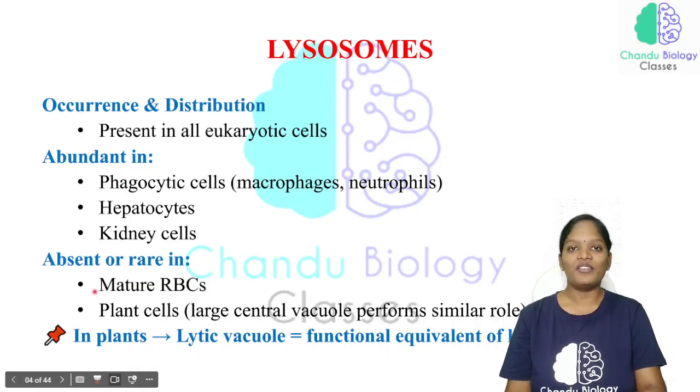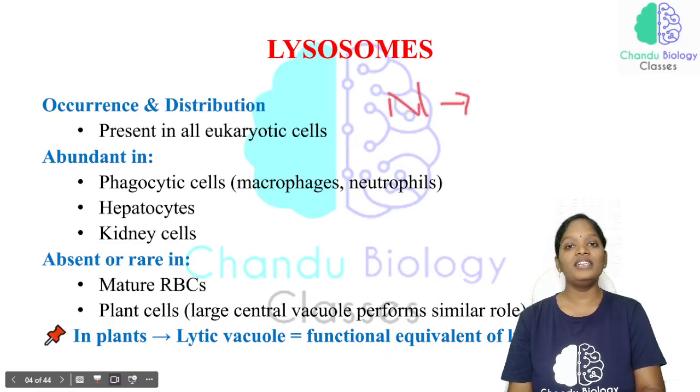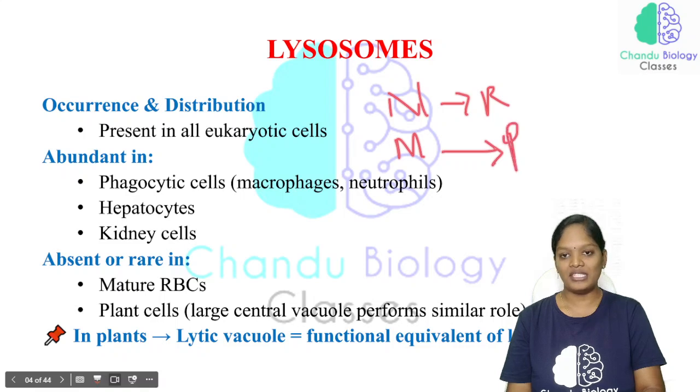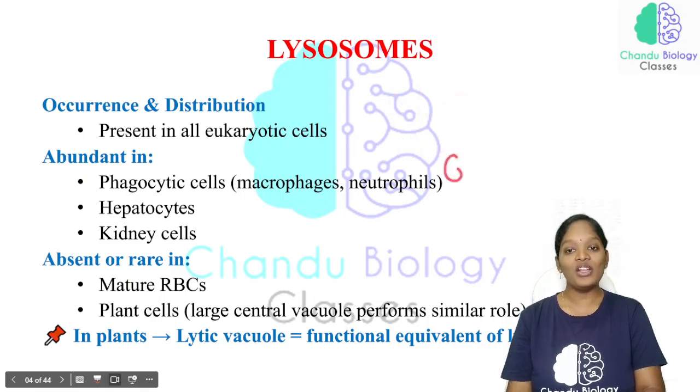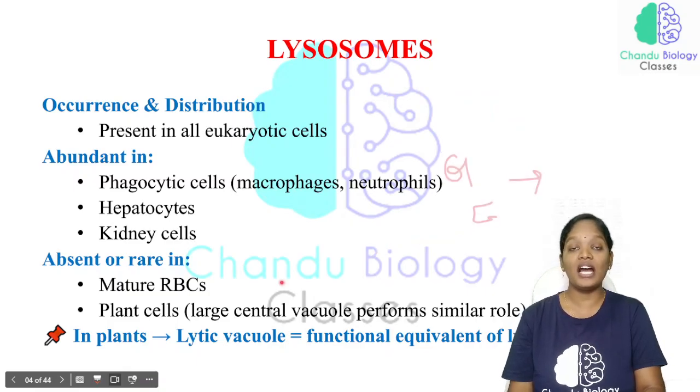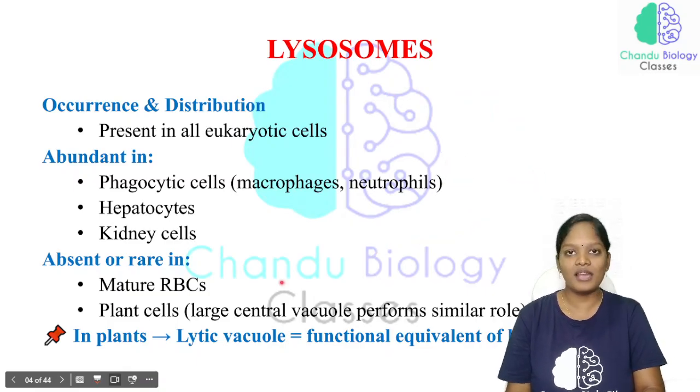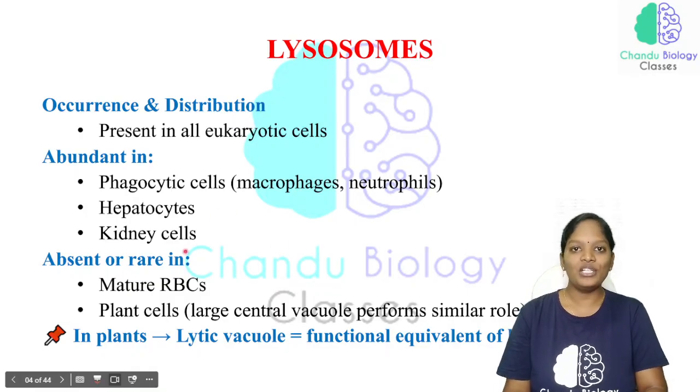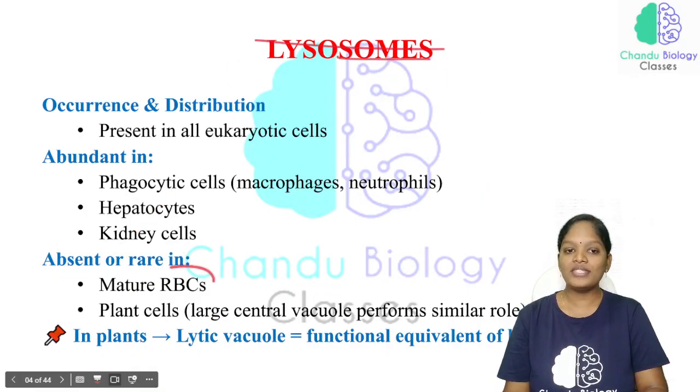Now see here, very important: we have studied that the nucleus is not present in RBC, mitochondria are not present in RBC. Like in the same way, the Golgi complex and endoplasmic reticulum are not present in RBC, all these organelles are absent, no doubt in that. In addition to all those organelles, lysosomes are also absent in mature RBC, that is, the red blood cells.